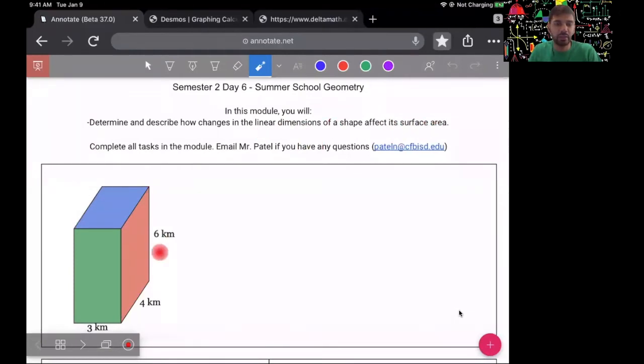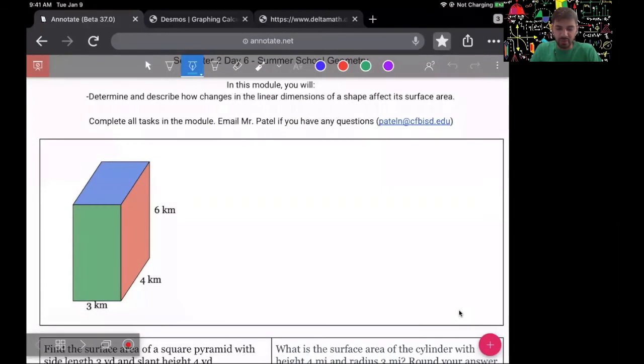Now the surface area is, if you think about any three-dimensional object, and you look at all of its sides and you add up those areas, that's called the surface area because you're looking at what's on the surface of that object. So let's just start with this basic example right here.